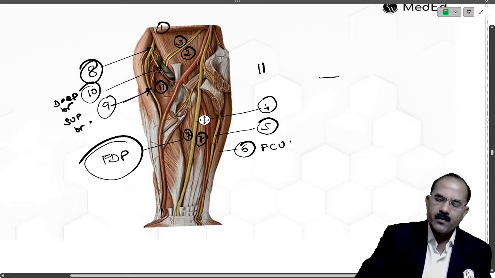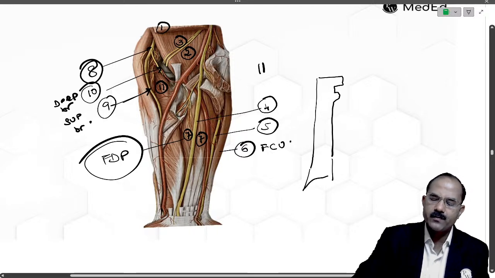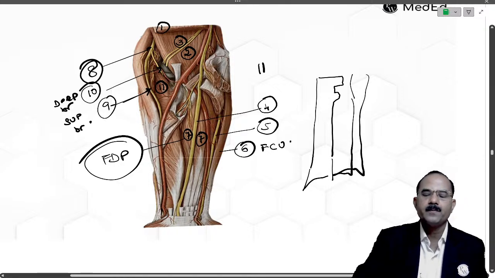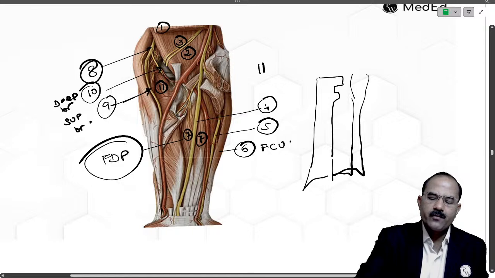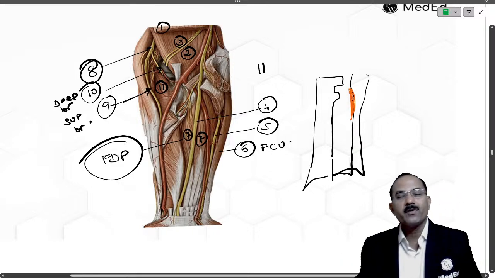Supinator. Where does the supinator begin from? That's the radius. See, this is the radius. That's the styloid process of the radius. That's the ulna here. This is the styloid process of ulna. Now tell me, where does the supinator begin from? Can anyone tell me? The supinator begins from the ulna.